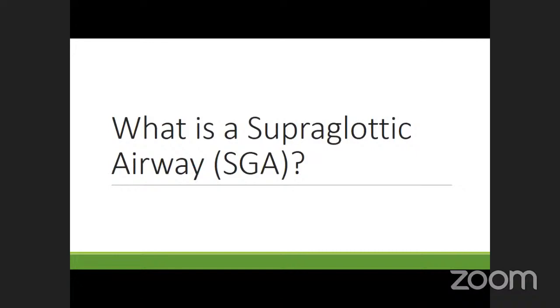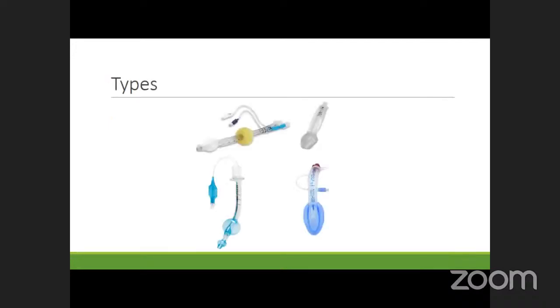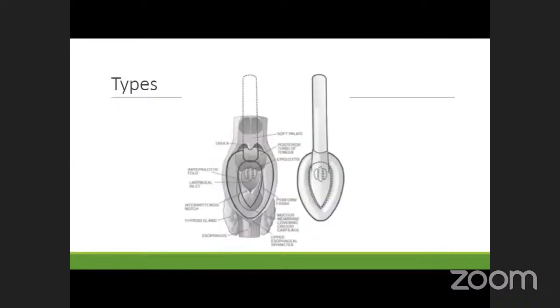So what is a supraglottic airway? There's certainly different types: Combi tubes, laryngeal tubes, i-gels, Air-Q's, LMAs. When I say SGA, it can mean any of those devices.